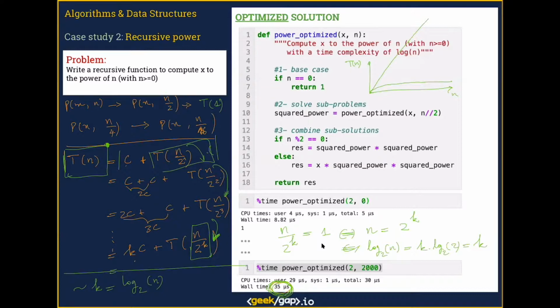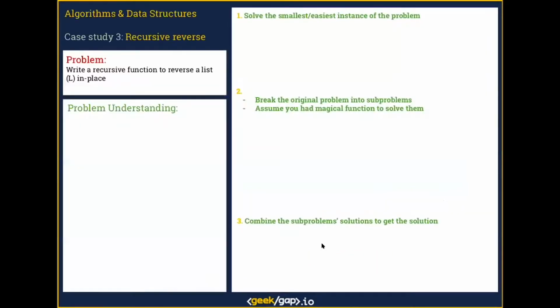Great, great. So does that make sense, the time and memory complexity for this problem? Yes. Great. Let's move to our other case study, which is one that I really like. So now our problem statement here is to write a recursive function to reverse a list in place. What does that mean?